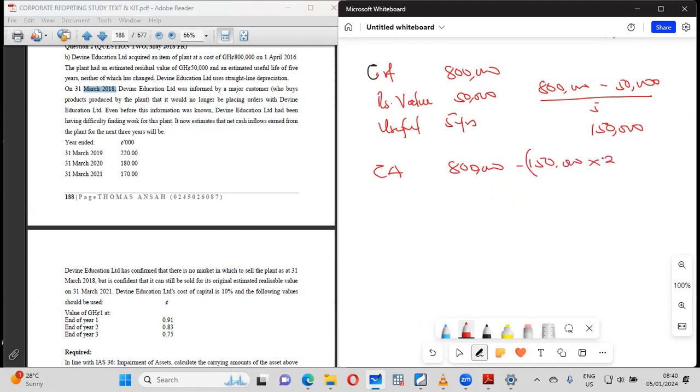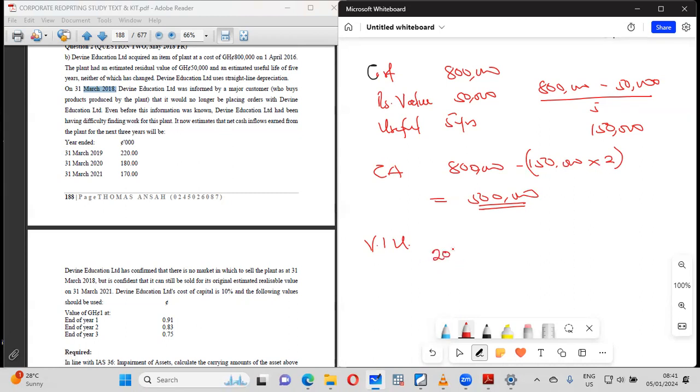Multiply by 2, which is 300,000. Therefore, our carrying amount will be what? 500,000. So that's that. Then we come to our VIU. It looks as if we didn't have any fair value less cost to sell in this question, so it's the VIU we are using.